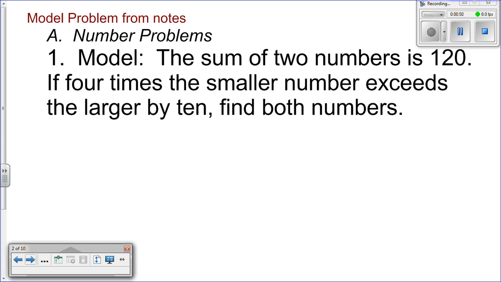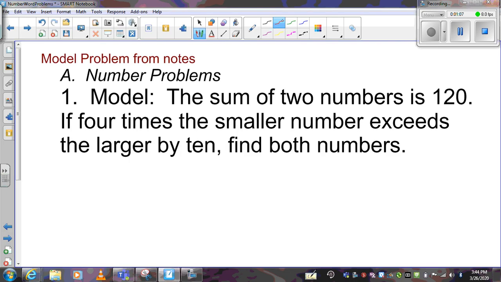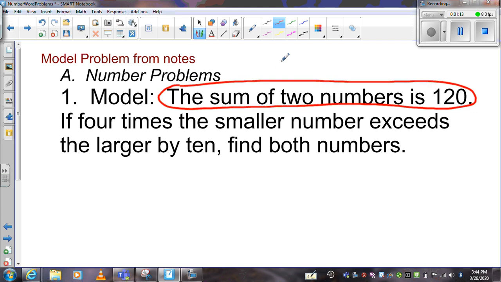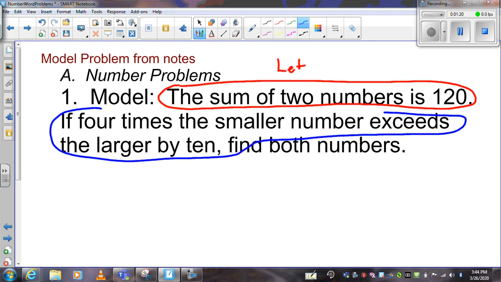The sum of two numbers is 120. If 4 times the smaller number exceeds the larger by 10, find both numbers. Okay, in the past, what I had you do is I had you look at one sentence, typically the first sentence, and this would become our let statement. Your second sentence, that would be your equation.